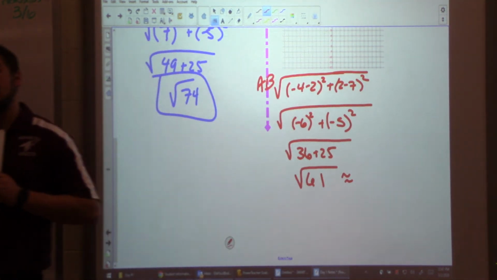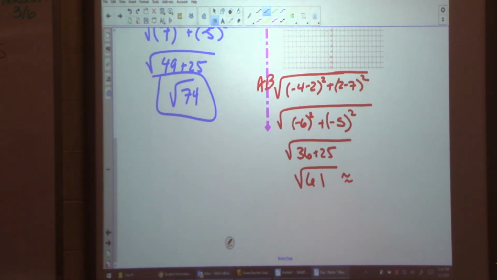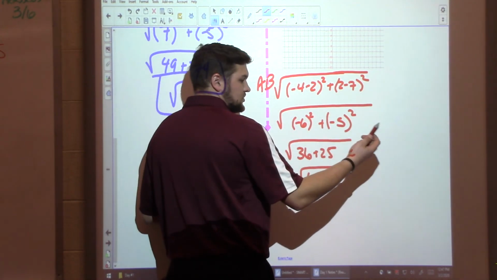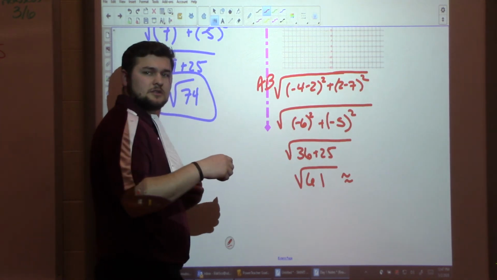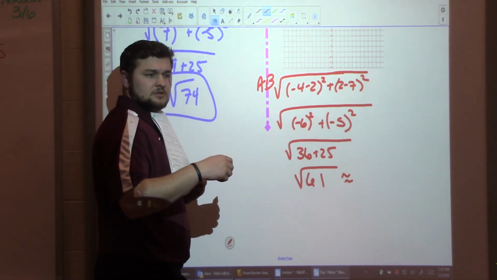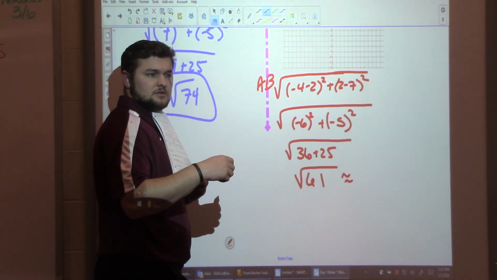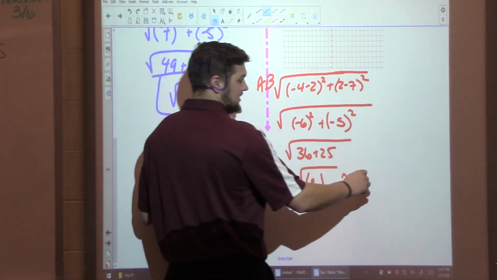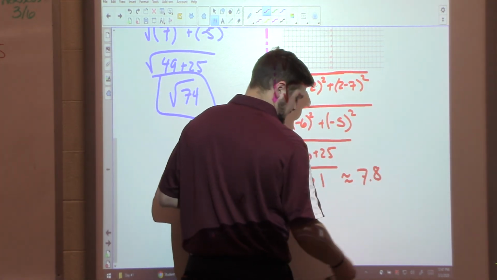Which we're going to be comparing distances, right? We're going to see which one's longest, which one's shortest. So what I want you to do is punch on your calculator. Tell me what you get. So let's just go to the tenths place, we'll say. What do we get? Square root of 61. Anybody? 7.8. Thank you. 7.8.